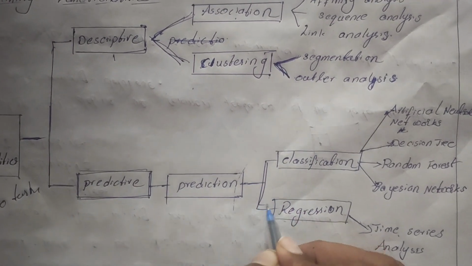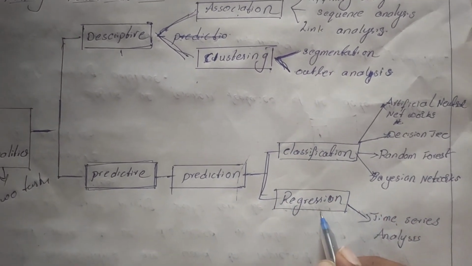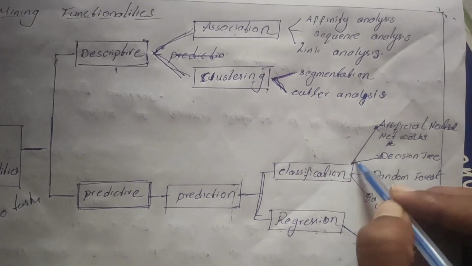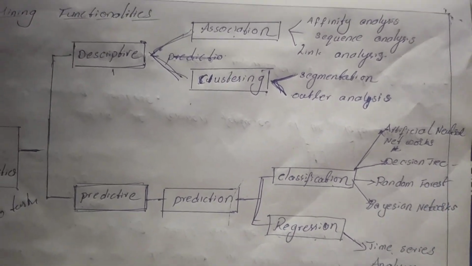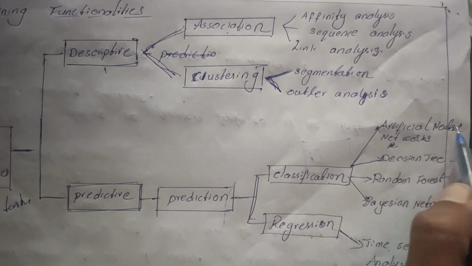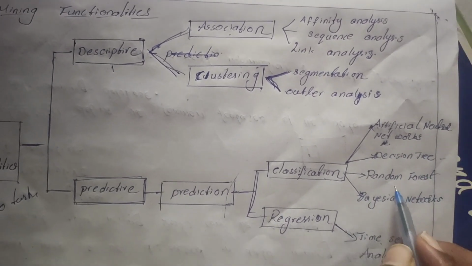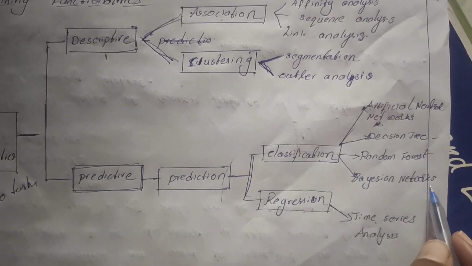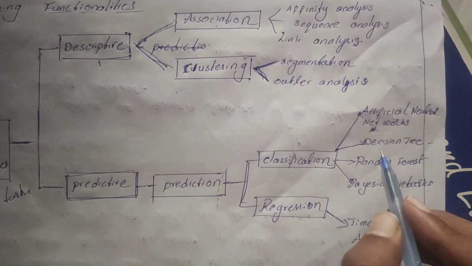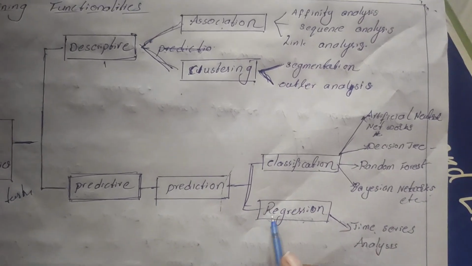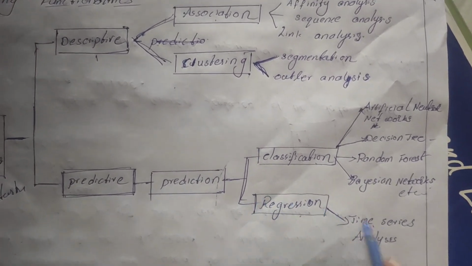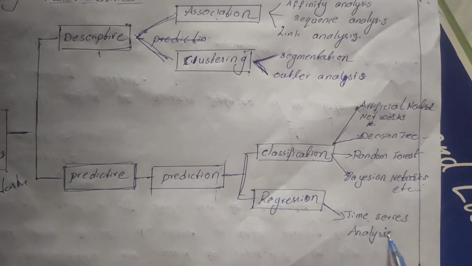In prediction there are two types, classification and regression. Classification includes artificial neural networks, decision trees, random forest, Bayesian networks, and many more. And within regression there are time series analysis, etc.